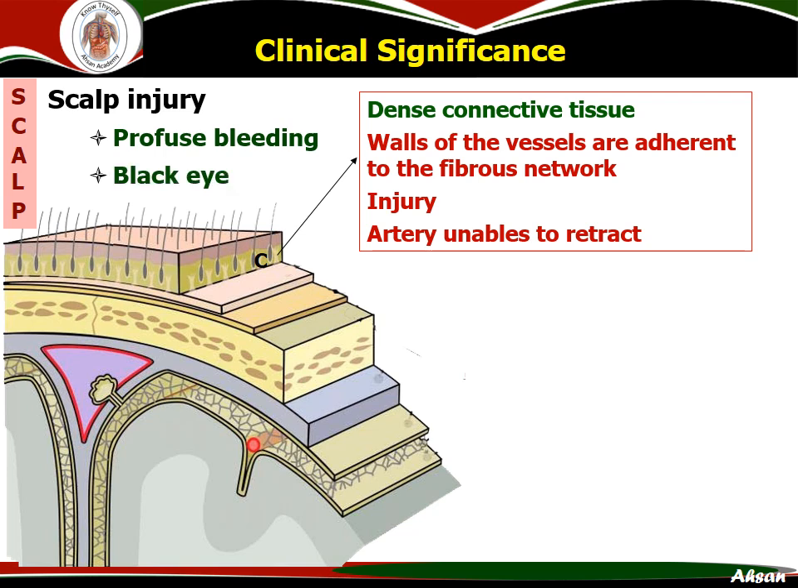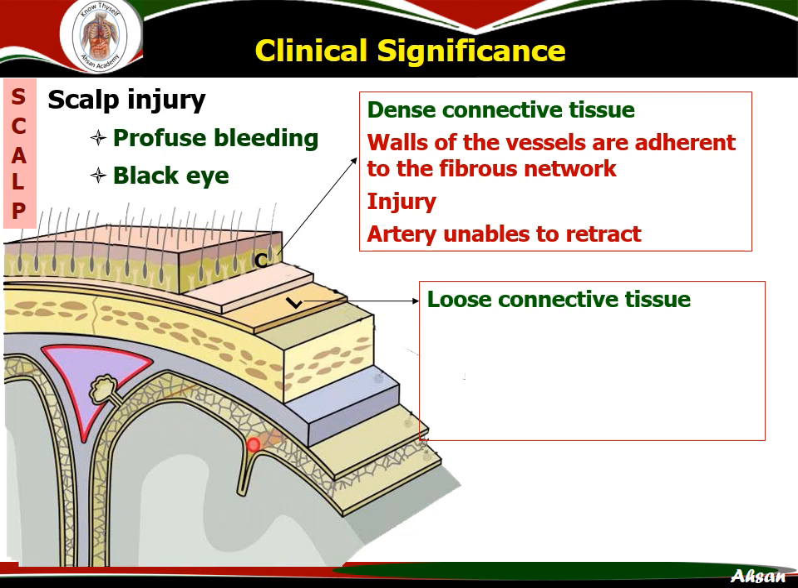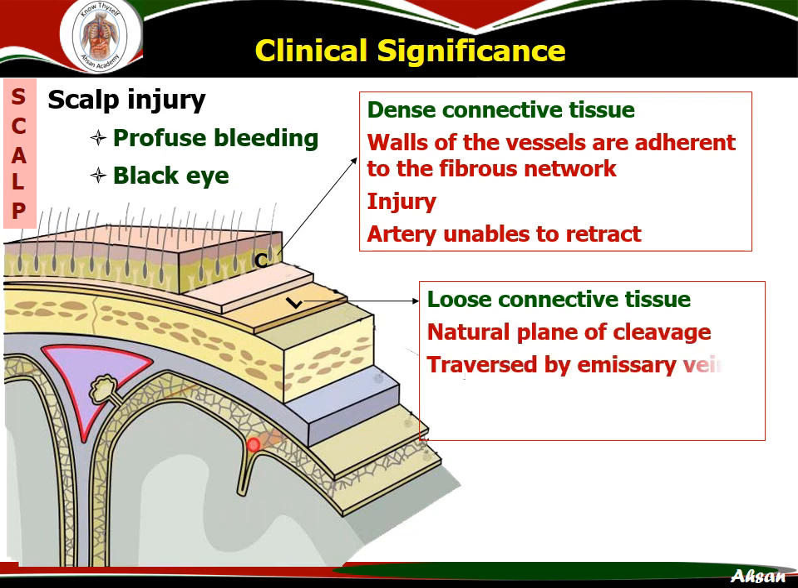If you see black eye formation, we can explain it by the fourth layer, which is loose connective tissue. This is between the aponeurosis and the periosteum of the bone on the deeper side. So this plane is a natural plane of cleavage. It is crossed by the emissary veins also. So injury to the scalp causes tearing of the veins in this layer, causing profuse bleeding.